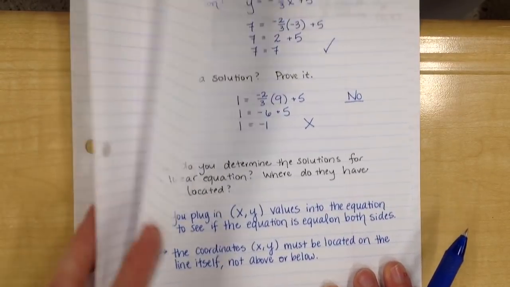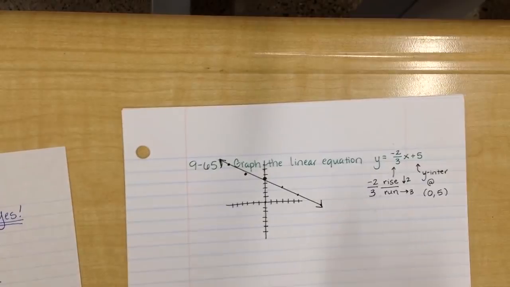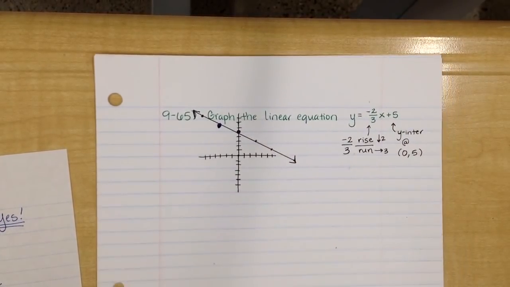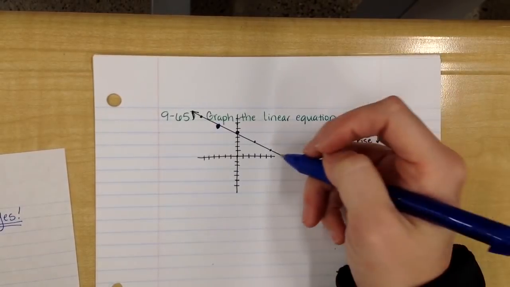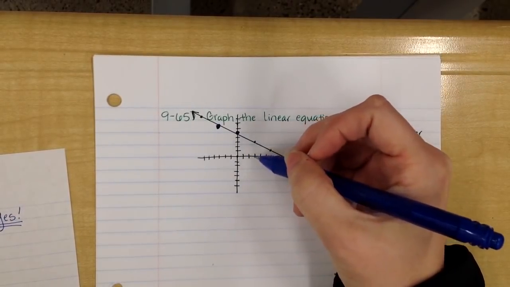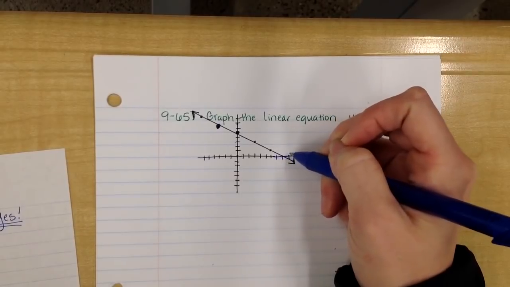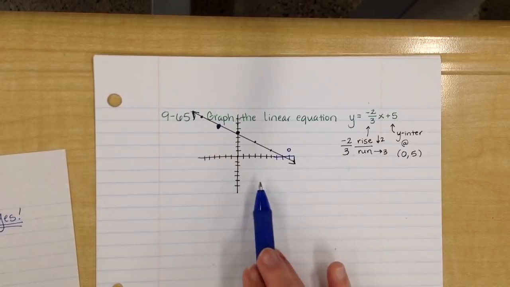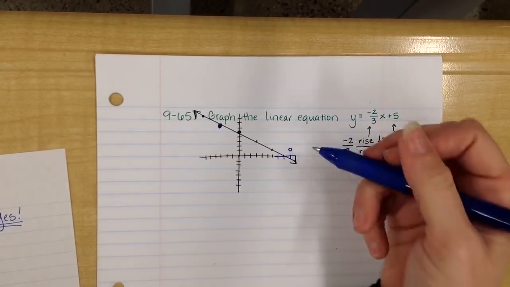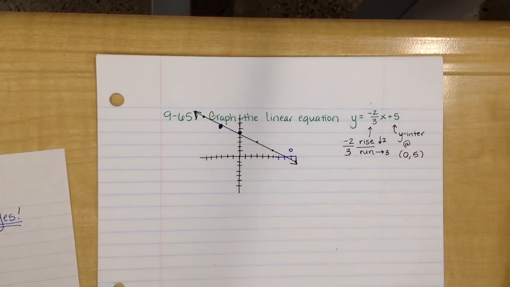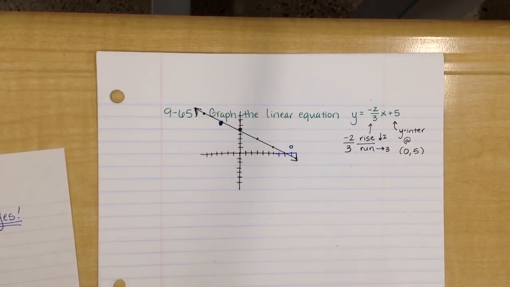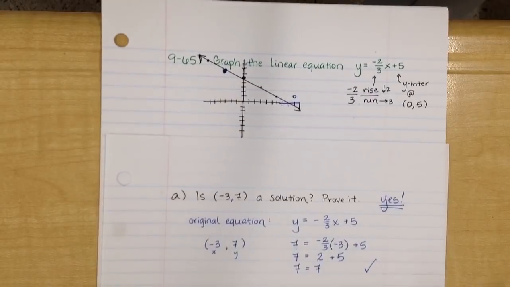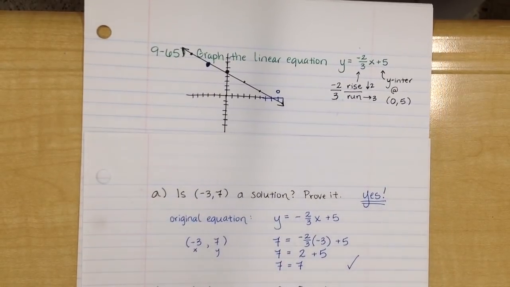If we look back at our graph that we just drew, we could very clearly see that negative 3 comma 7 was located on the line itself. Whereas if I were to extend my graph, 1, 2, 3, 4, 5, 6, 7, 8, 9, 9 comma 1 is very clearly not located on the graph of the line itself. Okay, so we need to be very clear that there are two different methods to do this. One is to solve it algebraically, and the other is to solve it graphically. But we have to be able to prove it in both methods.